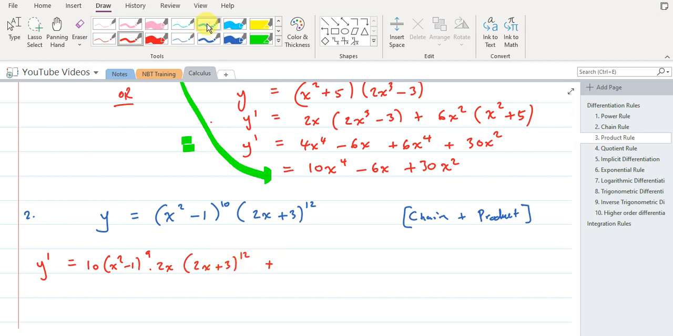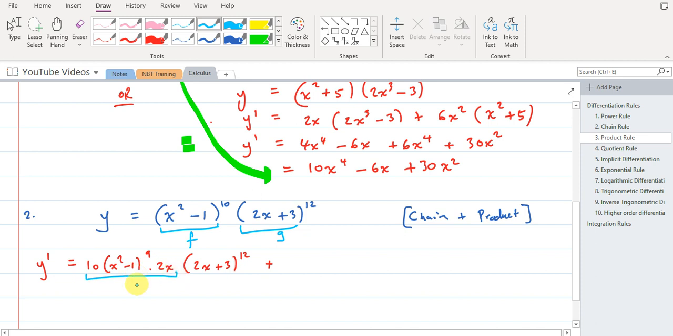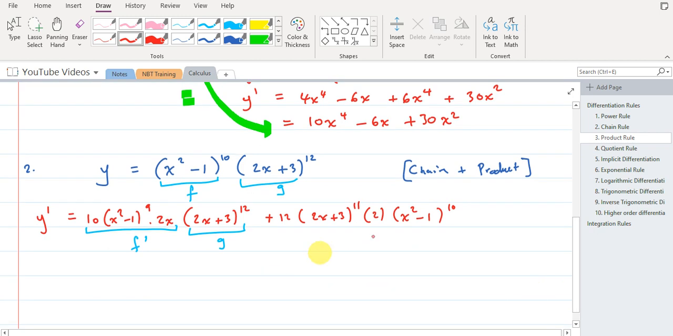So what I have done here is I've identified two functions, which is f and g. Remember, this is just f prime, this is g, plus g prime. Now to find g prime is 12 times 2x plus 3 to the power 11 times the derivative of the inside, which is 2, and leave the first function, which is x squared minus 1 to the power 10, right? So that's basically chain and product together. Now where's your g prime f? This is your g prime and this is your function f.